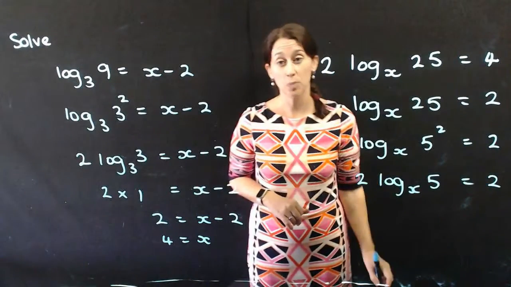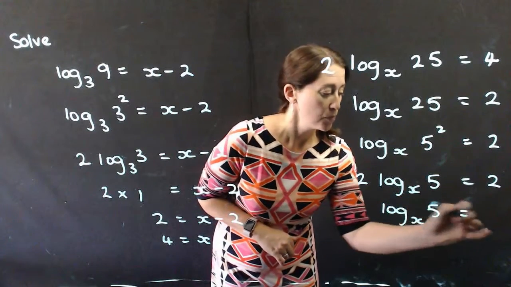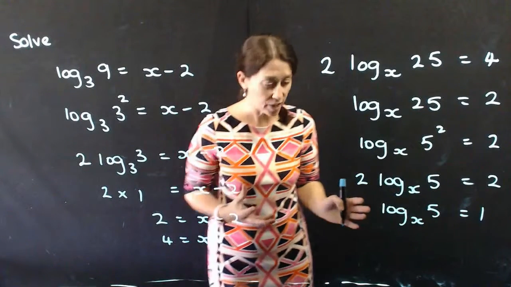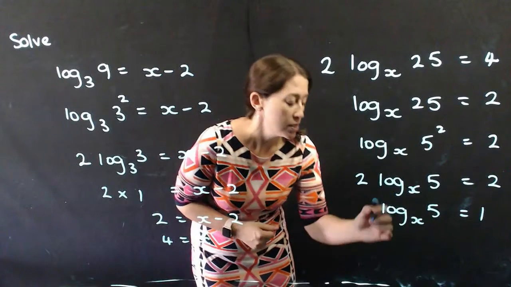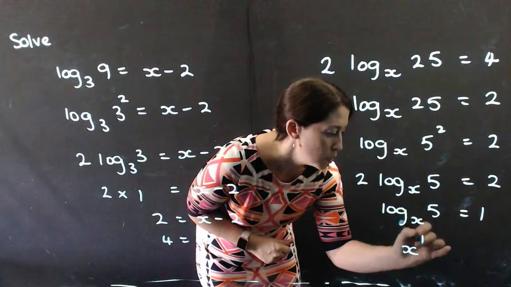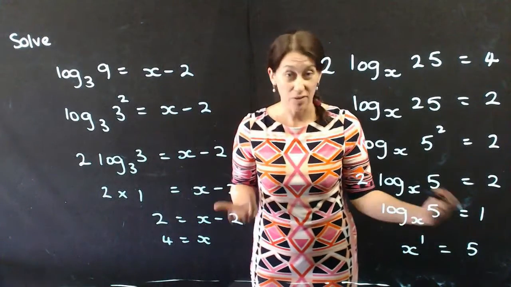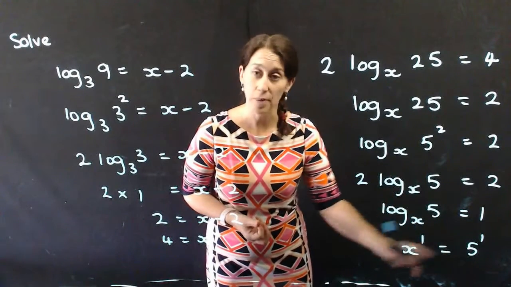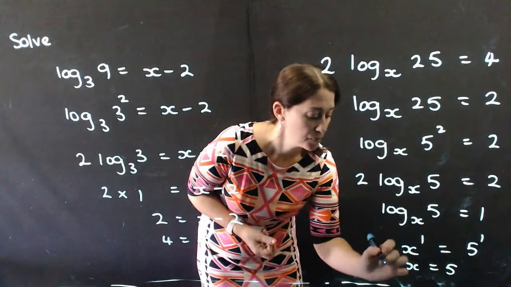So I've got 2 log to the base x of 5 equals 2. Now I can divide by 2 to leave me 1 on the right hand side. And then I'm left with just a log expression, and I can use the equivalent formula to write that as a power. So that can actually be written as x to the power 1 equals 5. 5 itself is 5 to the power 1, so if I look at the powers, I can equate the bases and say therefore x must be equal to 5.